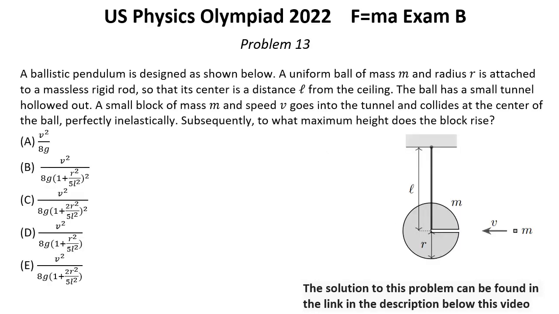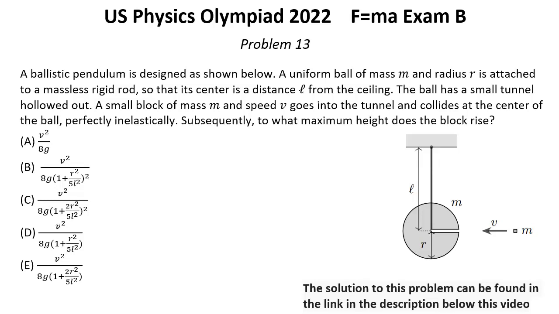Problem number 13. A ballistic pendulum is designed as shown below. A uniform ball of mass m and radius r is attached to a massless rigid rod, so that its center is distance L from the ceiling. The ball has a small tunnel hollowed out. A small block of mass m and the speed v goes into the tunnel and collides at the center of the ball perfectly inelastically. Subsequently, to what maximum height does the block rise?